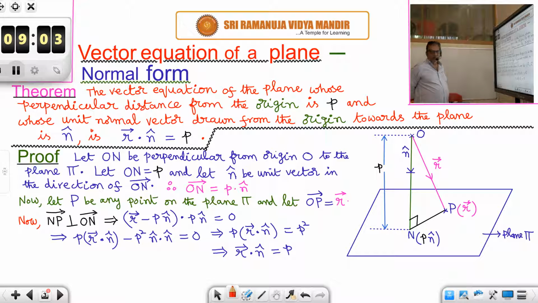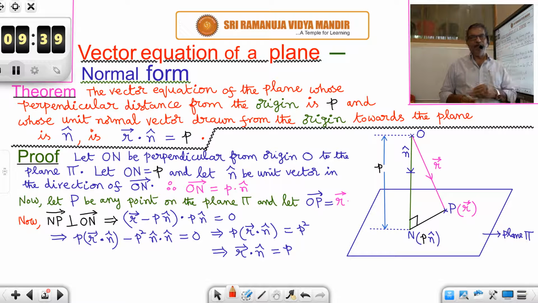Vector equation of a plane. Already we have found the equation of a plane in three different forms. Do you remember? Plane passing through the point A bar and parallel to the vectors B bar and C bar. Plane passing through one point and parallel to two vectors. Next, plane passing through 2 points and parallel to one vector. Next, third one, plane passing through 3 points. But all those equations are in terms of parameters, where t, s, etc.